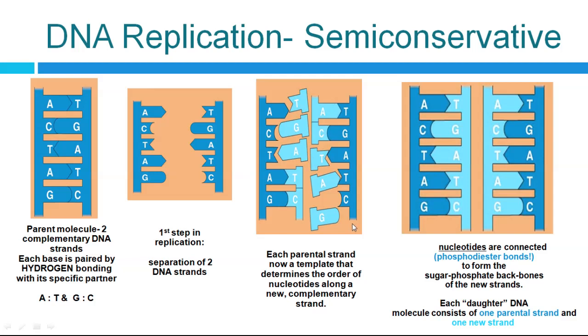That's going to happen on both sides, and you're going to end up with 2 brand new double helices. It's semi-conserved because you still have half of the parent strand and you have half new nucleotides. And here's that word, phosphodiester bonds, if you don't remember that from biology. That's between the nucleotides in one strand, between the sugar phosphate backbones. Remember, in between the strands is hydrogen bonds.